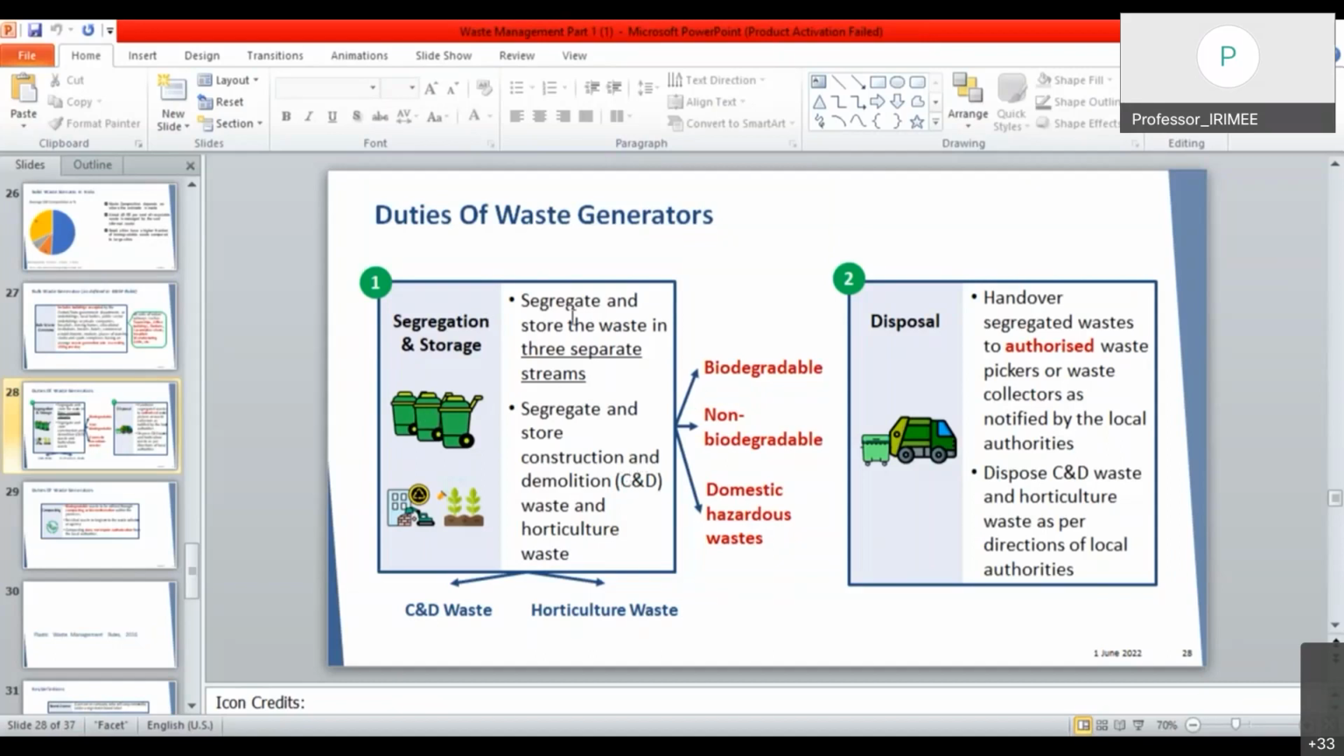After segregation and storage, generators have to ensure disposal of the waste. For disposal, the segregated waste should be handed over to the authorized waste pickers or waste collectors notified by the local authorities. Dispose of C and D waste and horticulture waste as per the directions of local authorities.